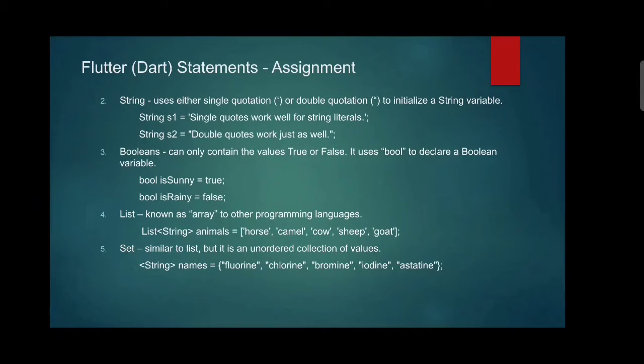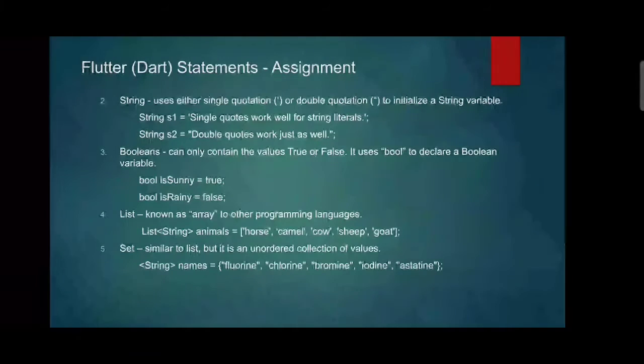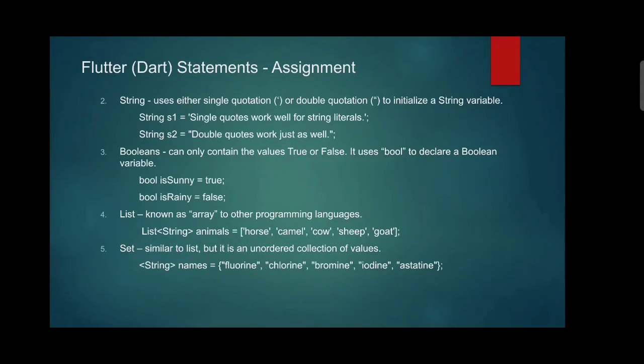The third one, we have boolean, which can only contain the values true or false. It uses bool, so to declare the boolean variable, we need to use bool, B-O-O-L, just like the other programming languages. bool isSunny equals true. Then the other one is bool isRainy equals false. So the output of the default statement of true will be executed because isRainy is false.